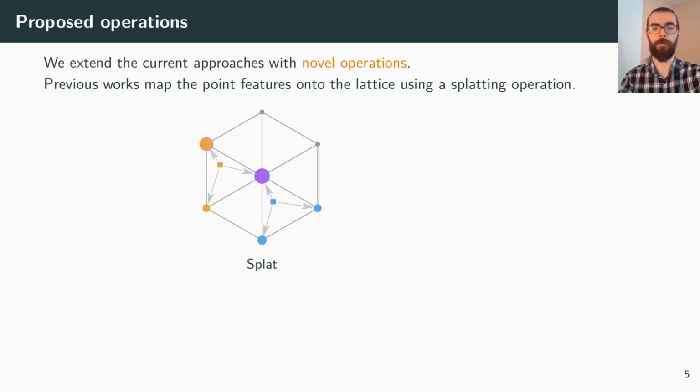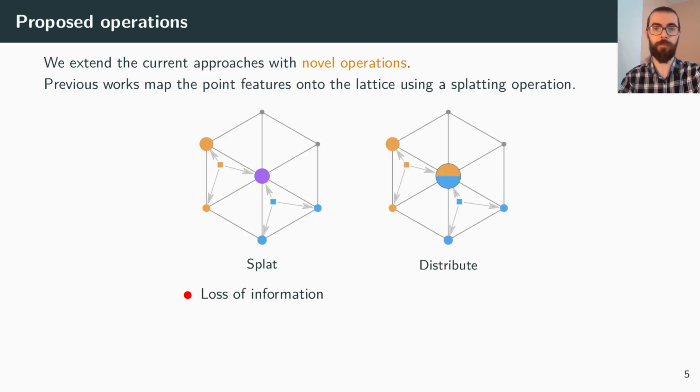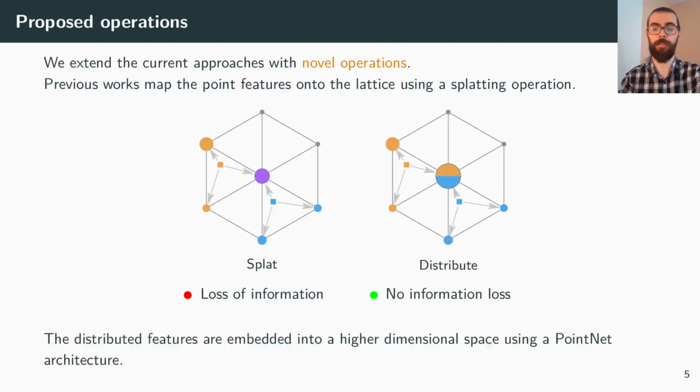Previous work would map the features of the points onto the lattice using a splatting operation. However, this would cause a loss of information as the features of the points would merge together. Here we propose a distribute operation, which keeps track of the contributions of the points and causes no loss of information. Afterwards, the features are embedded into a higher dimensional space using a PointNet architecture.